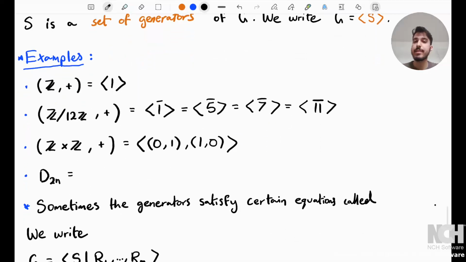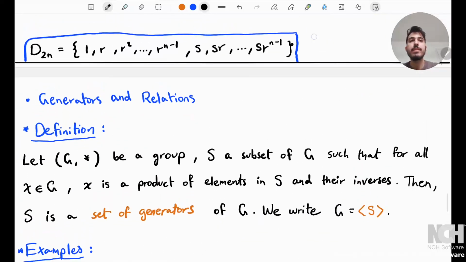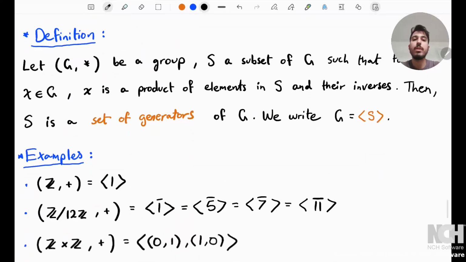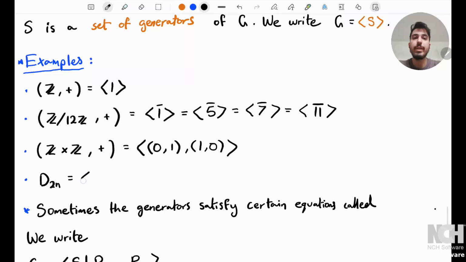What about the last example, D2N? D2N, if we look back, is composed of these elements. And these elements are all generated by 2 elements only, R and S. You can see that from these 2 elements, you can generate all of the elements that are found in the list, including the identity. And I will explain that in a minute. But for now, we know that R and S will generate all of the elements in D2N. So they form a set of generators of this group.